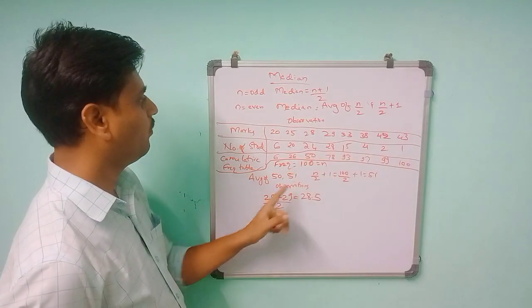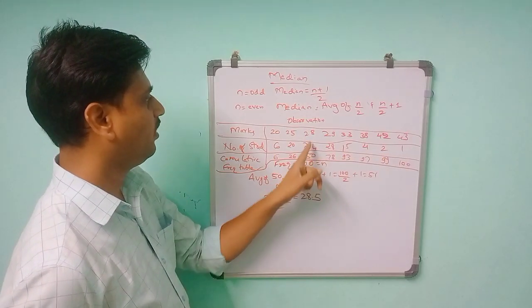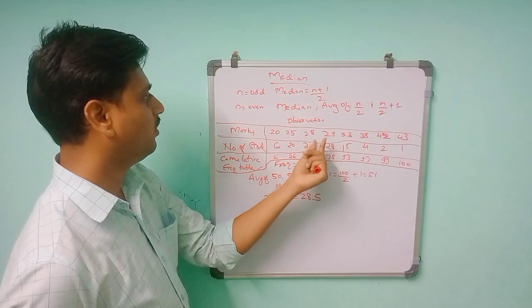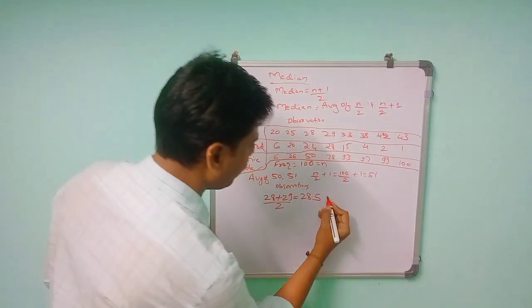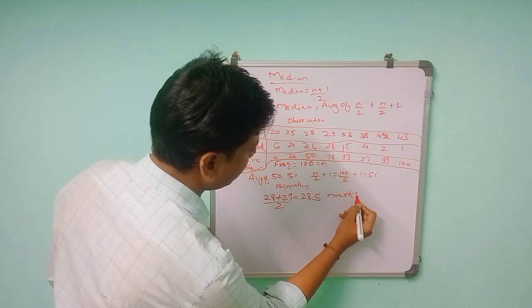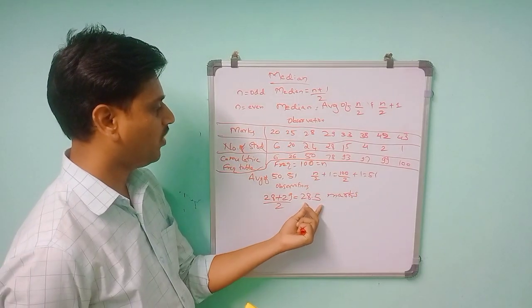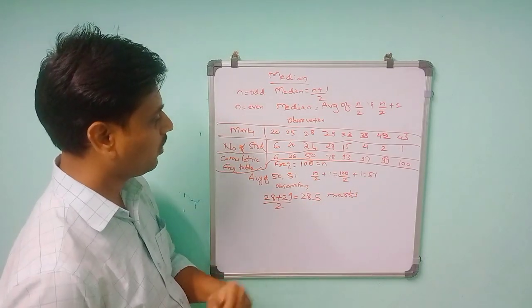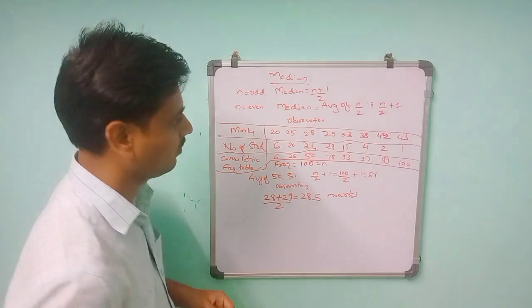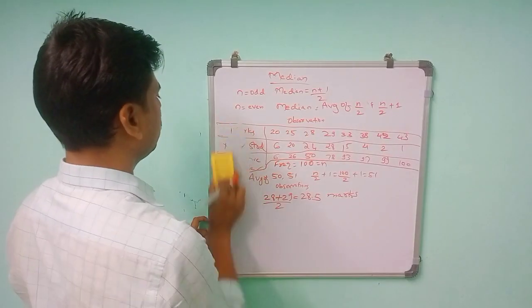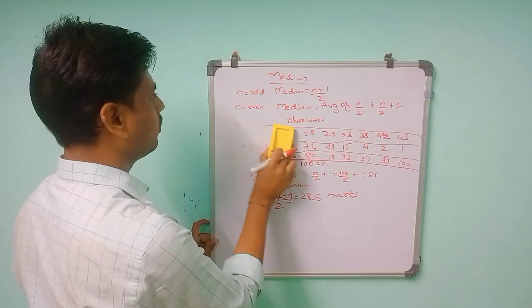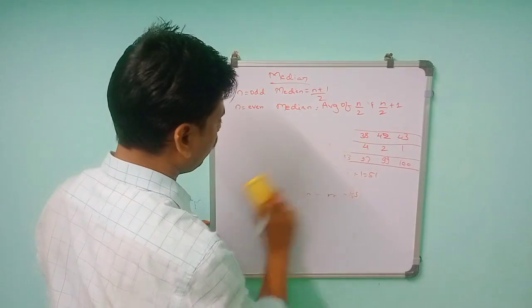Then take the average of the 50th and 51st. The 50th is 28 and the 51st is 29. So the average gives 28.5 marks. This indicates that 50% of the students got less than 28.5 marks, and 50% of the students got more than 28.5 marks. This is for ungrouped data.